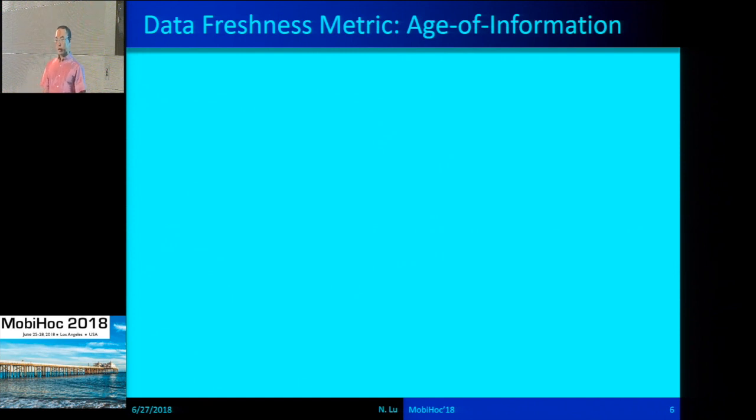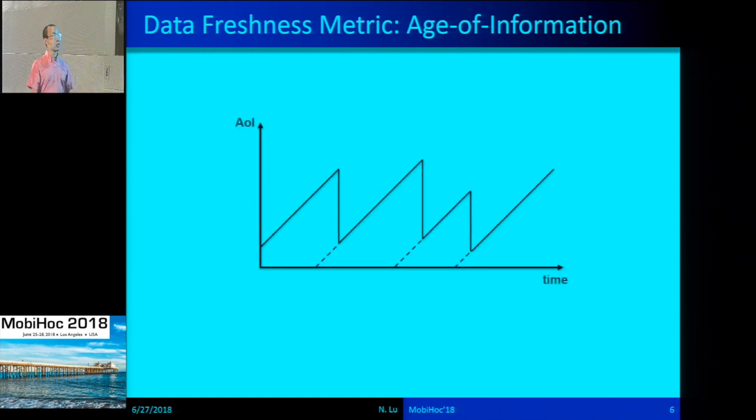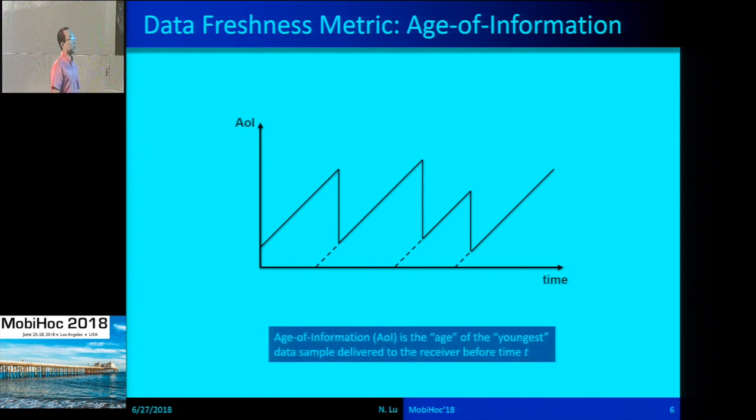I will keep this short because recently the age of information has been proposed as a metric of information freshness at the destination. By definition, age of information is the age of the youngest data sample delivered to the receiver before time t. For example, at time t, the age of information is that much, which is the age of the most recent sample generated here and delivered.